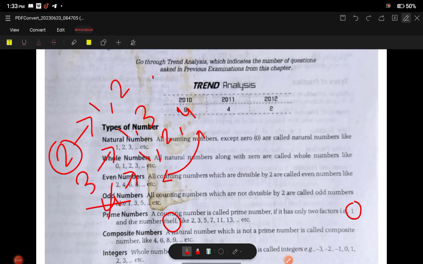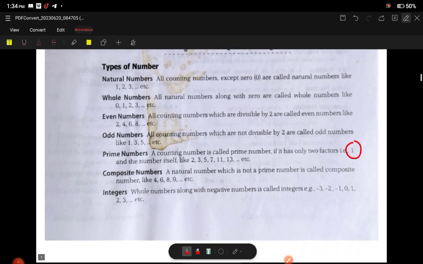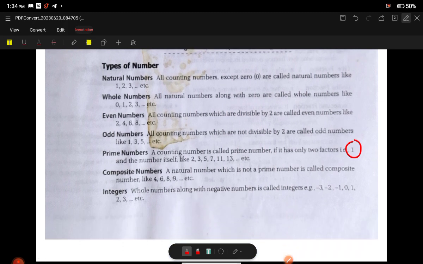Now coming to composite numbers. A composite number means a number which has more than two factors. So what definition is given here? A composite number is a natural number which is not a prime number. That means it will have more than two factors other than one and the number itself. For example, 4, 6, 8, any number which has more than two factors is known as a composite number.